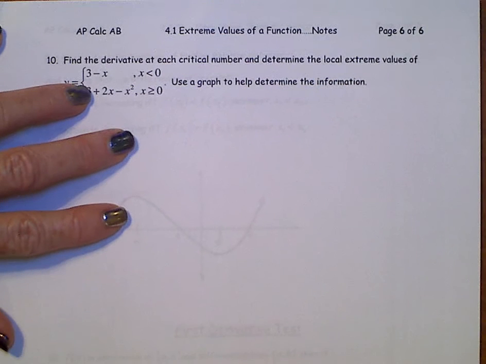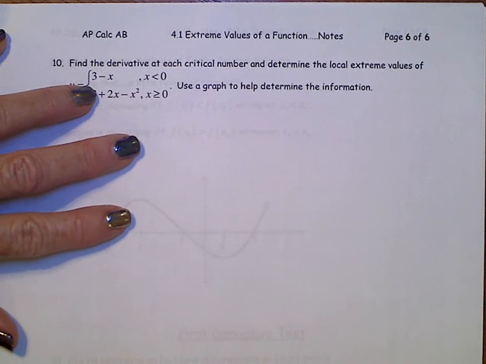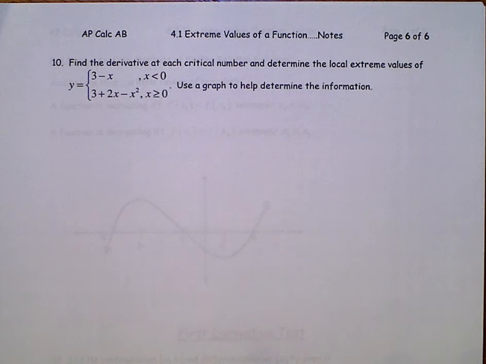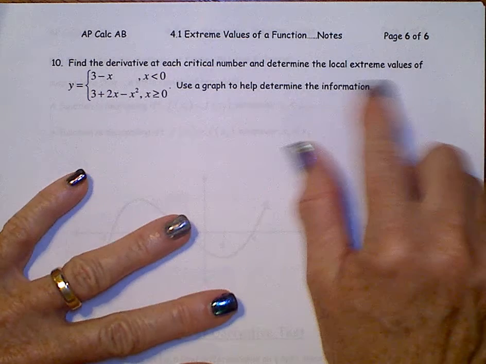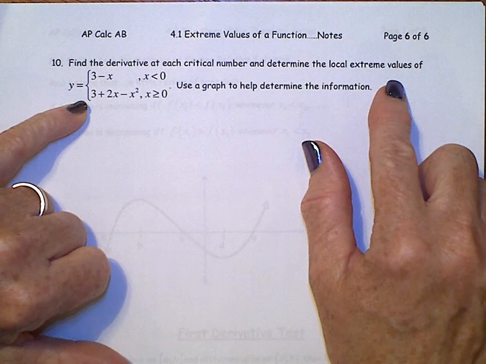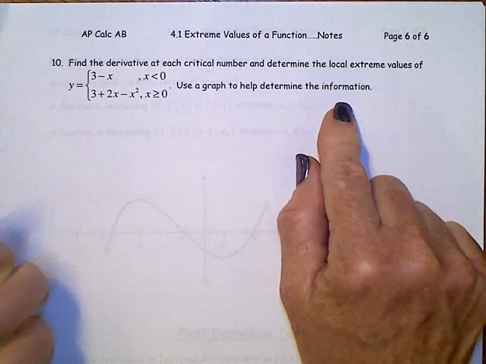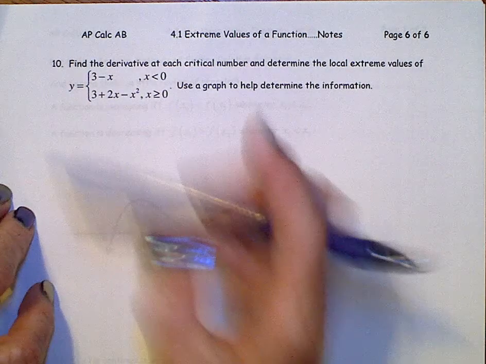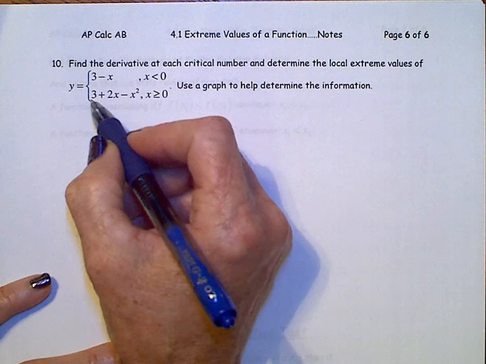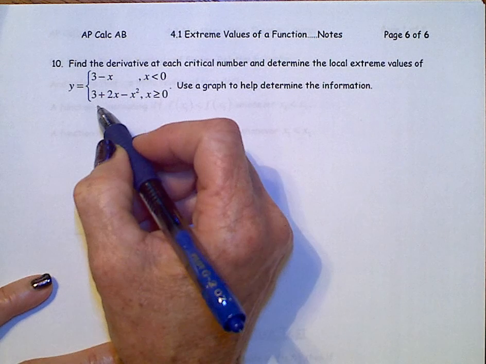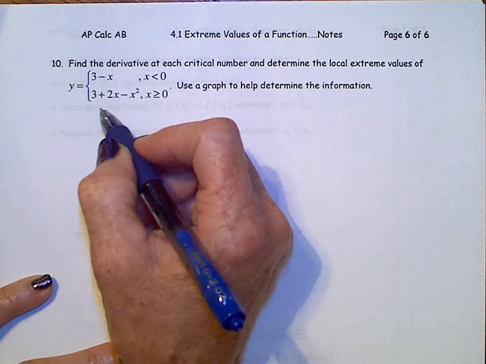Section 4.1, AP Calculus, page 6. Alright, let's find the derivative at each critical number and determine the local extreme values of this piecewise defined function. Use a graph to help determine the information. So, the first thing that we're going to have to do is to find those critical numbers. So, we need to find the derivative.